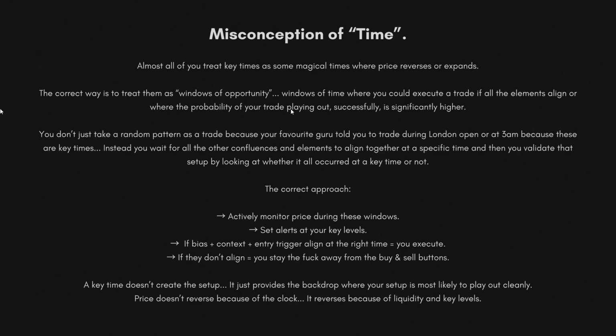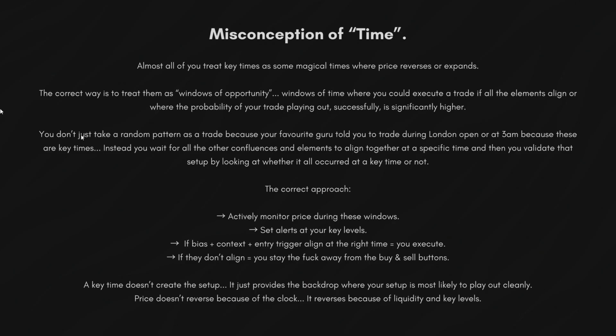You don't just blindly trade a random pattern or a random setup because it's the London Open kill zone or it's 3 a.m. Instead, you only trade and execute if the other elements are aligned with each other. And then a key time, or one of these windows of opportunity, only acts as a validation factor there and just validates the whole setup. What I mean is that if everything aligns at one of these key times, such as 3 a.m., then the 3 a.m. part in this case only acts as a confluence and validates the setup.